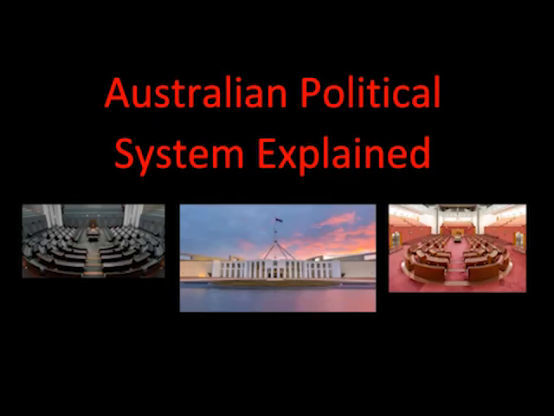While in the past the Governor-General has exercised some of their power, in recent times they have become more of a rubber stamp who just signs off on every law that reaches them. And that is how Australia's political system works.